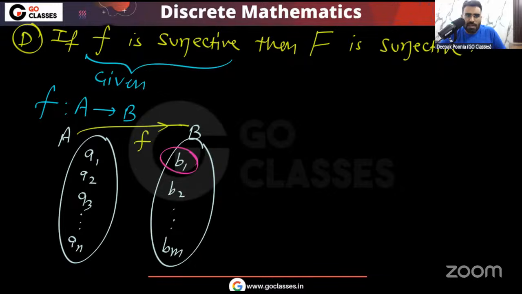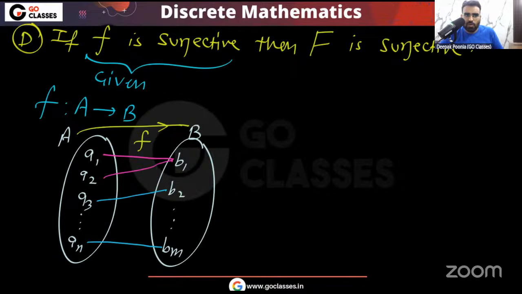Now we are saying that it is given that small f is surjective. It means that every element of the codomain has at least one preimage. Do you agree? Yes or no? Every element of the codomain has at least one preimage. So whatever element of the codomain you take, whatever Bi you take, that has at least one preimage. Very simple. That's it.